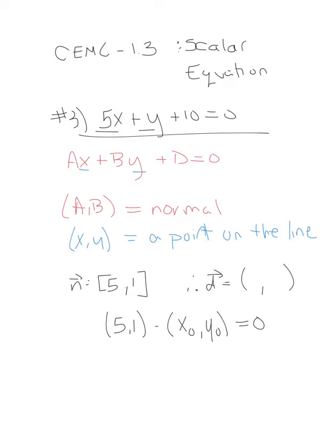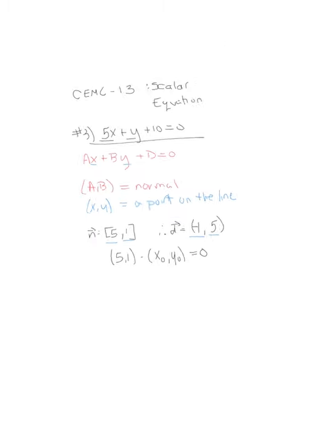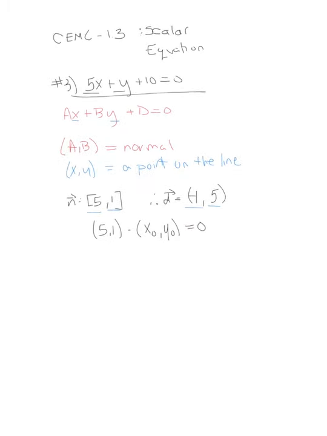I'm going to switch the numbers, so instead of 5, 1, I'll have 1, 5, but then I'm going to have to make one of them negative. So let's just double check here. I would get 5 times negative 1, that's negative 5, plus 1 times 5. And that gives me the 0 that I want. So now I have a direction vector. I'm halfway there. I now need to come up with a point that is on this line.